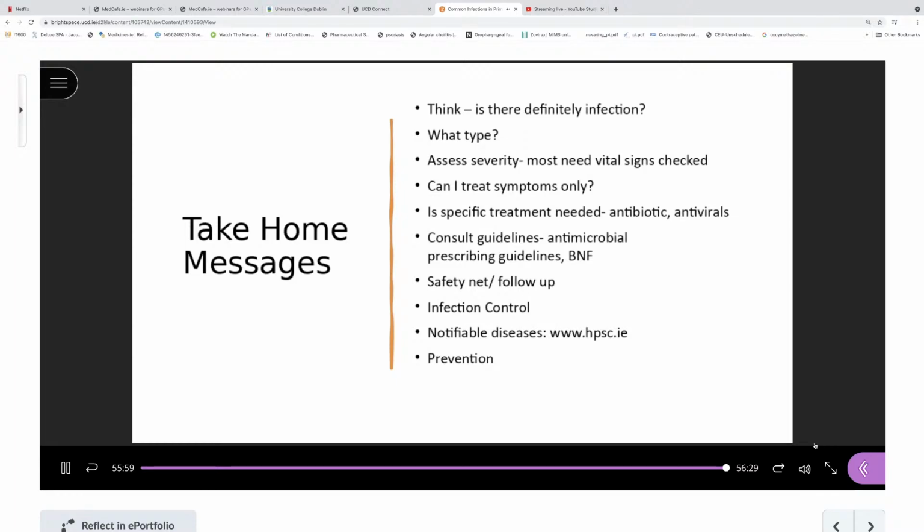Infection control advice is really important, and we need to be well informed in terms of the exact period of time that people must isolate if isolation is necessary. Just remember about notifiable diseases, don't forget, and remember our role in prevention. So immunization, good promotion of vaccines, and of course, good promotion of hygiene and hand hygiene especially. We now know just how effective that is.